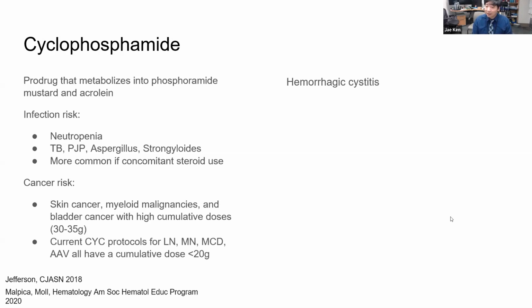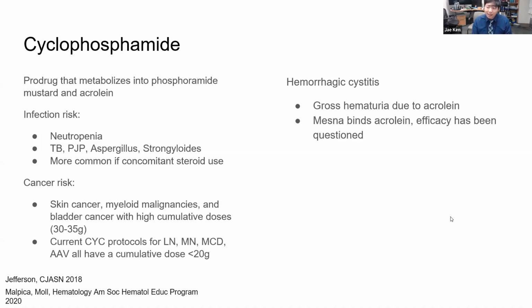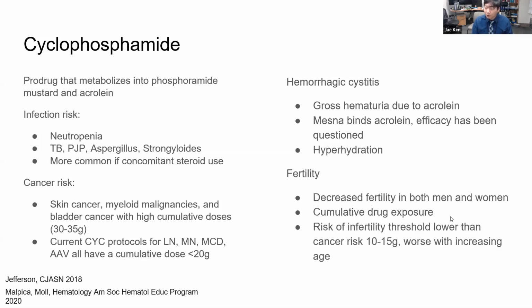Hemorrhagic cystitis can also occur. You can get gross hematuria due to the acrolein, and Mesna binds acrolein, but its efficacy has been questioned in various articles. Hyperhydration has been mentioned to expunge out the acrolein and minimize the contact time to the bladder. And it can also decrease fertility in both men and women with cumulative drug exposure. And it's at a lower dose than the cancer exposure at 10 to 15 grams, and which gets worse with increasing age.